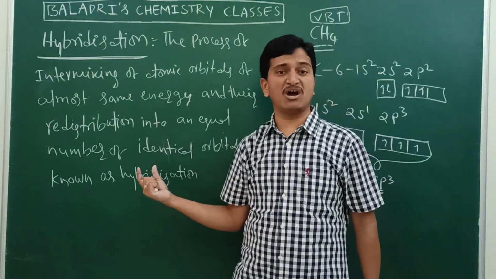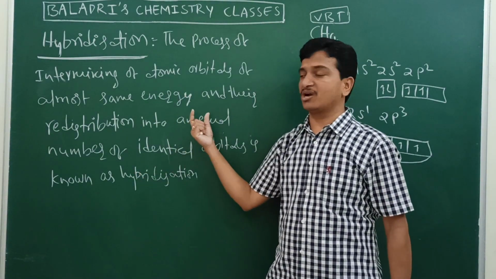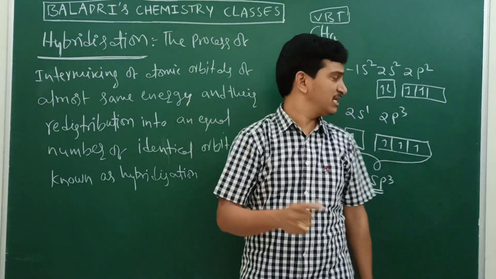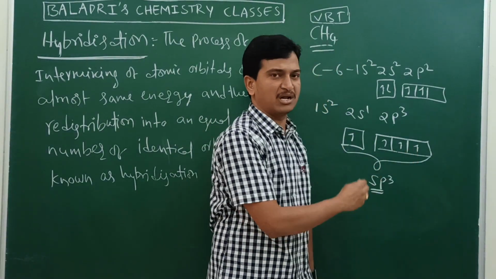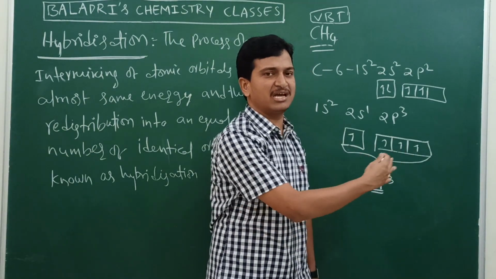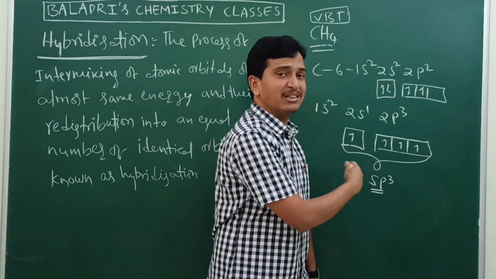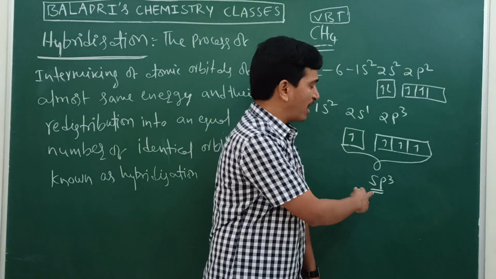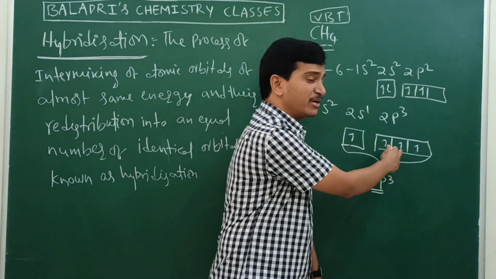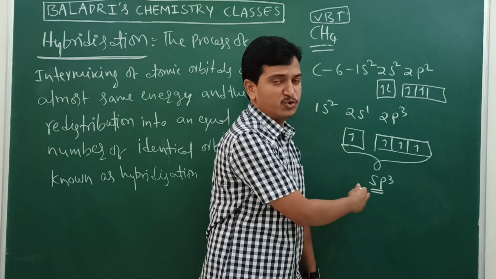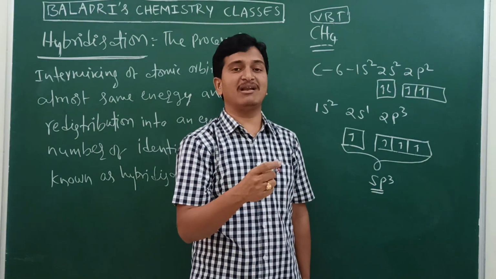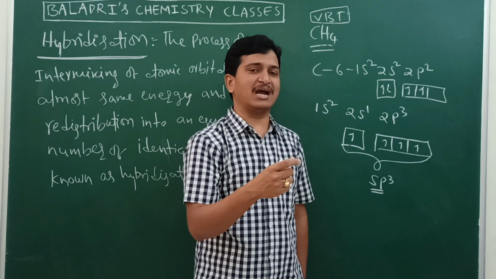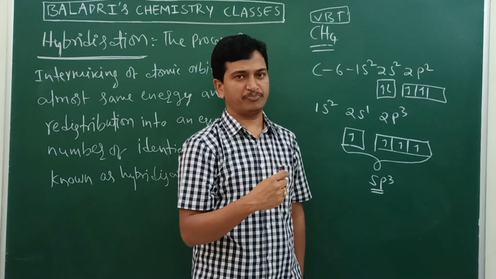So hybridization is the process of intermixing of atomic orbitals of nearly the same energy. You can see here the 2s orbital and the 3 2p orbitals. All of them are present in the second shell. They have nearly the same energies and they intermix to form new orbitals. Whatever number of orbitals intermix, the same number of new orbitals will be obtained. And the new orbitals formed will have equal energies and identical shapes. Is it clear to you?